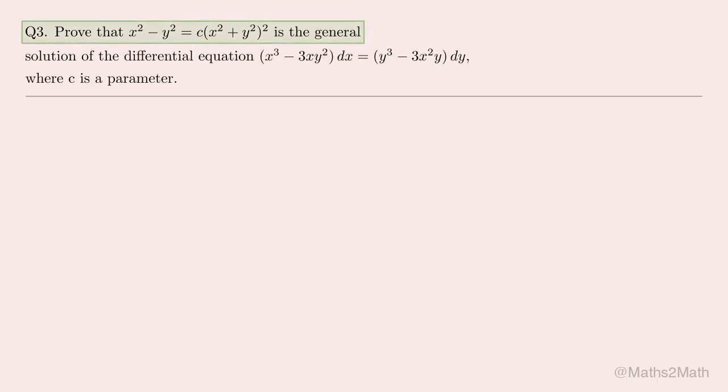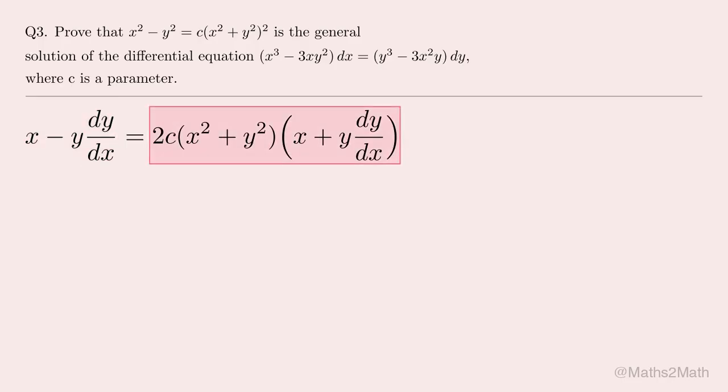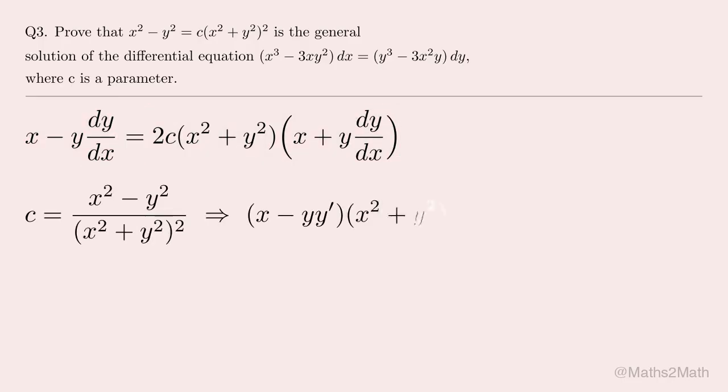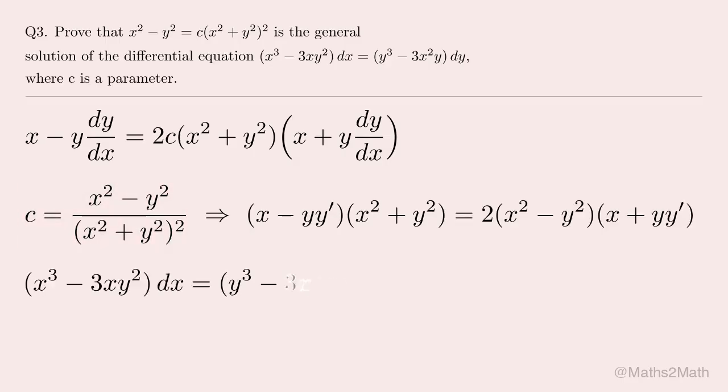Question 3. A quartic family must be shown to satisfy a symmetric cubic equation. Differentiate the family implicitly and eliminate c. Differentiate both sides and divide out the common factor 2. Substitute c from the family itself and clear denominators. Expanding and collecting the y prime terms gives exactly the required cubic equation.